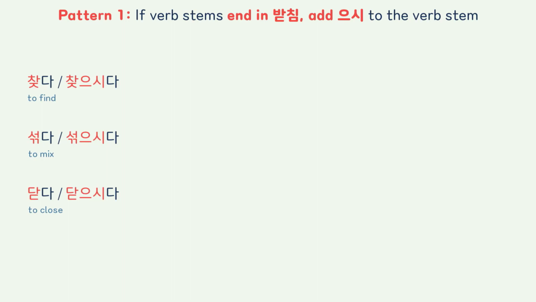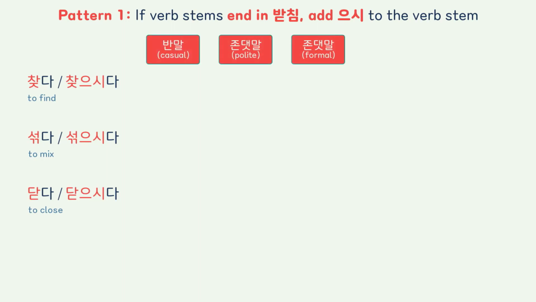Now, when we add 으시 to the verb stem, they are considered as part of the verb stem. So they can conjugate into casual, polite, and formal forms in the same way as other verbs where the verb stem ends in the vowel 이. For example, the verb 치다 means to hit, and it conjugates into 쳐, 쳐요, and 칩니다.